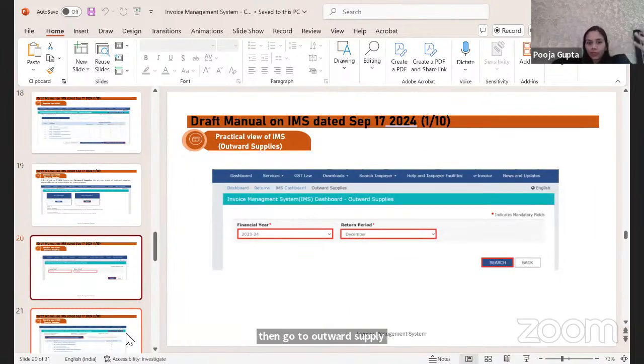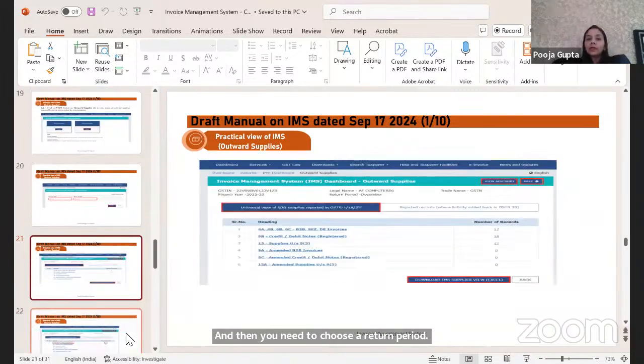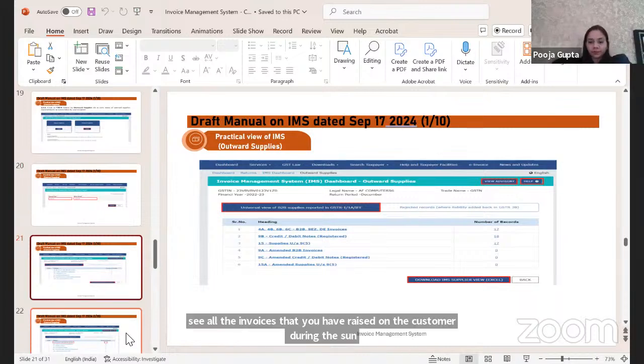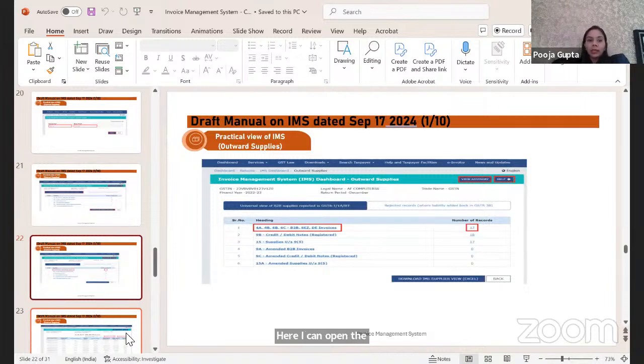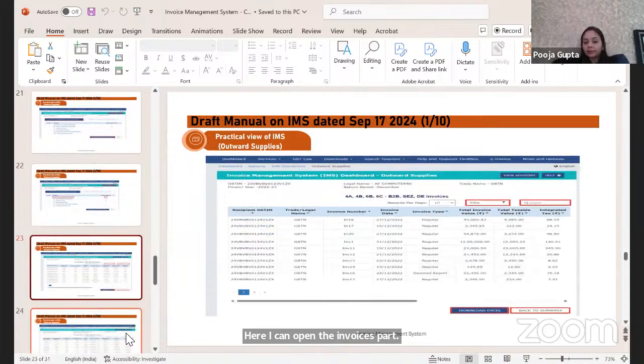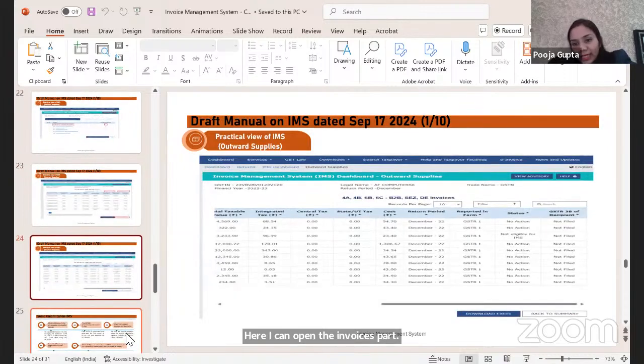And then you need to choose a financial year and then choose a return period. When you go to the return period, you will be able to see all the invoices that you have raised on the customer during the specified period. Here I can open the invoices part and then it will look like that. I have raised these invoices and I can see the status of these invoices, whether the recipient has accepted, in the status column. If you are able to see my screen, in the status column, you will see what action.